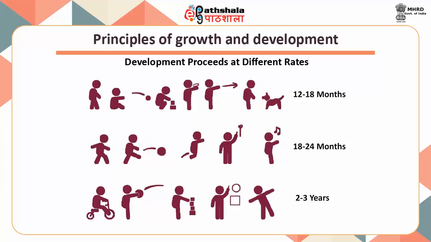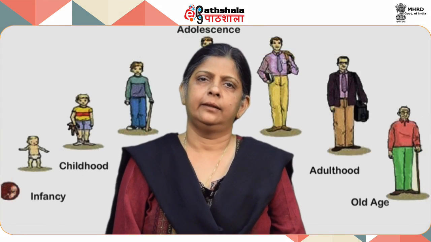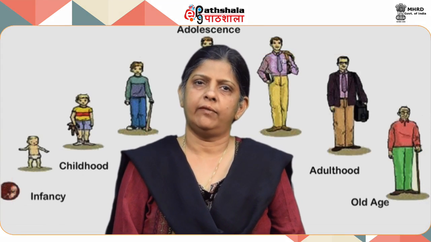Furthermore, the rates of development across the different domains may also not be uniform within an individual child. Some children will walk at 10 months, while others walk a few months later, at 18 months of age. A child's intellectual development may progress faster than his emotional or social development. Let us understand the basic principles of growth and development.